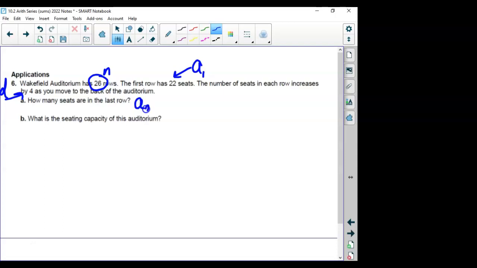26. So we need term 26, which is the first term, which we decided was what? Plus the difference of 4. How many times? Yeah, 26 minus 1 or 25 times. Somebody check. I'm thinking that's 122? Okay. So what is the seating capacity of this auditorium? What is that asking us? Yeah, find all of them. Sum of the 26 rows.